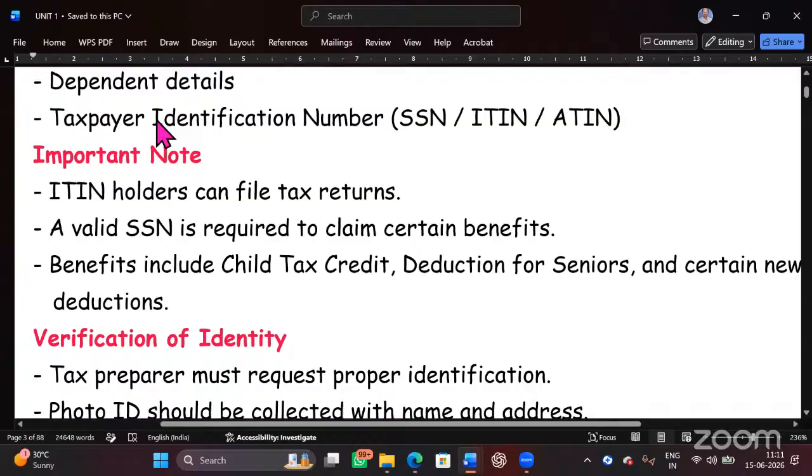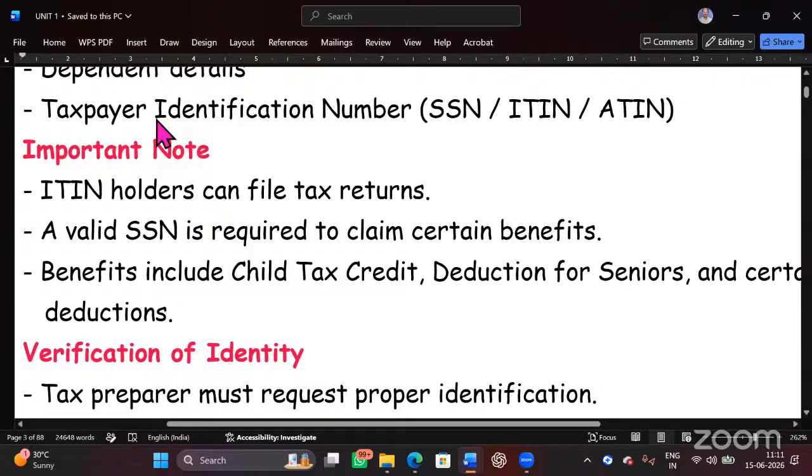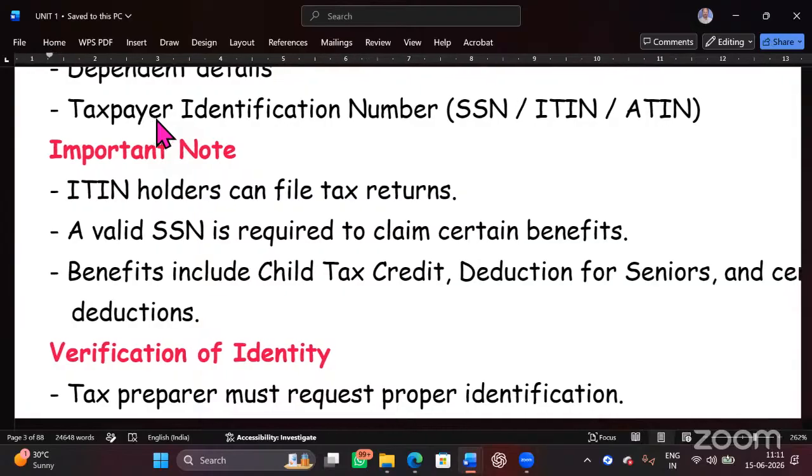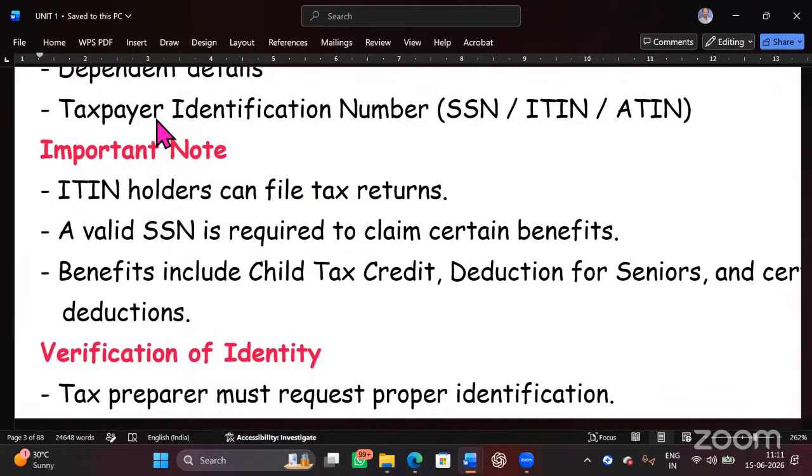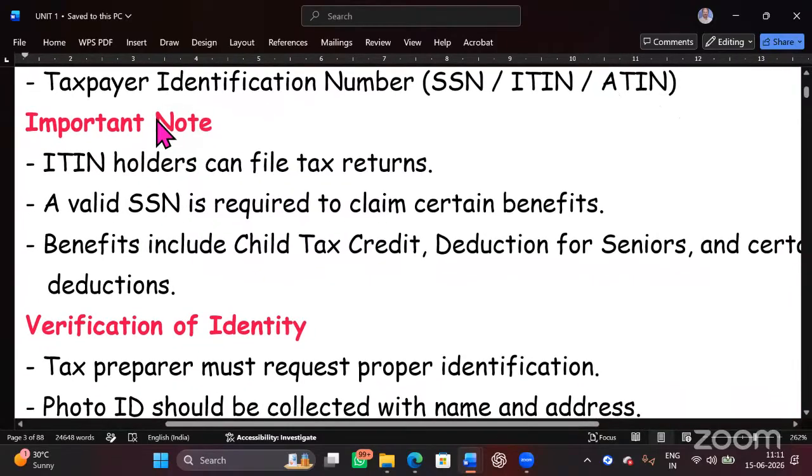Important note: individual taxpayer identification number holders can file a tax return. I already told you, this number helps to handle the tax matters because that person does not have a social security number. A tax return can be filed with this number. If a valid social security number is obtained by the taxpayer, the ITIN will automatically lapse. From then onwards, the taxpayer has to follow the social security number only.